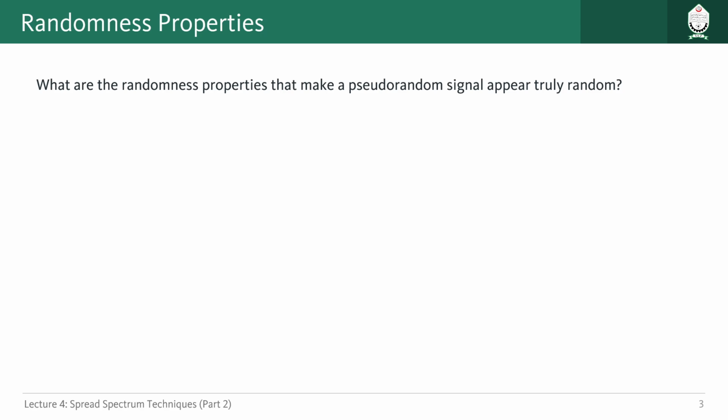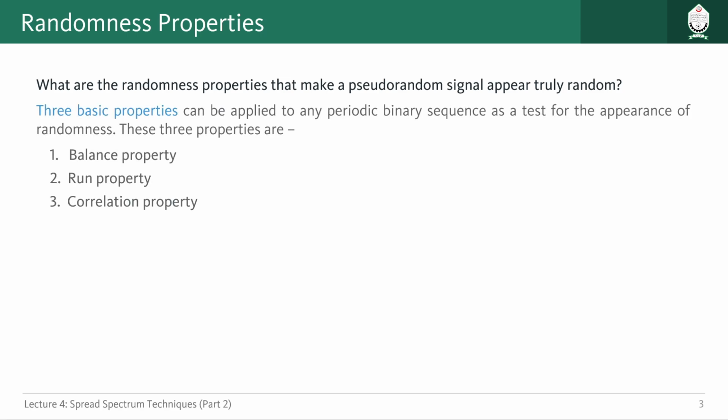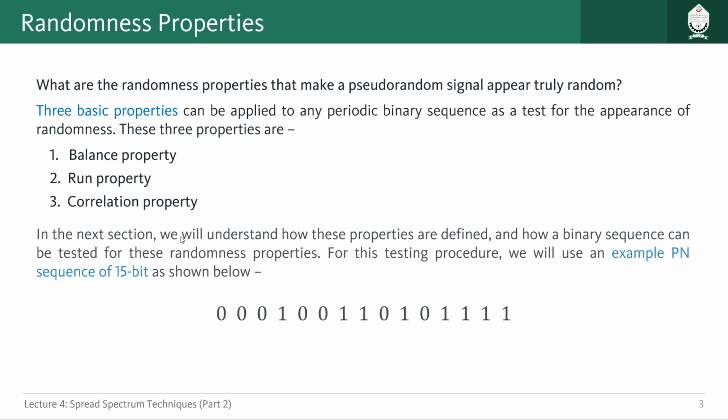Okay, now randomness properties. As we discussed earlier, for a signal to appear like a random signal, it has to fulfill some properties. These properties are called randomness properties. We have three properties, and if a signal fulfills these properties, we can say the signal has the statistical properties of a random signal. These three properties are the balance property, run property, and correlation property.